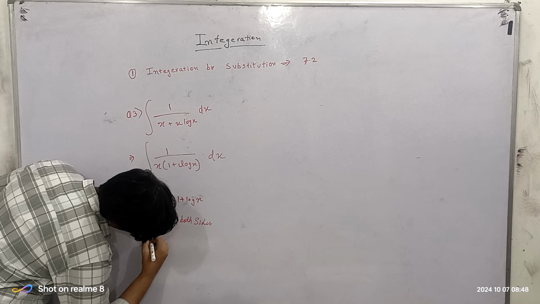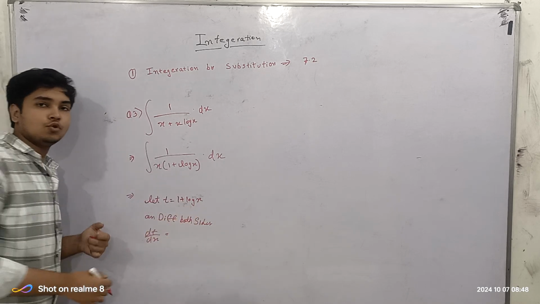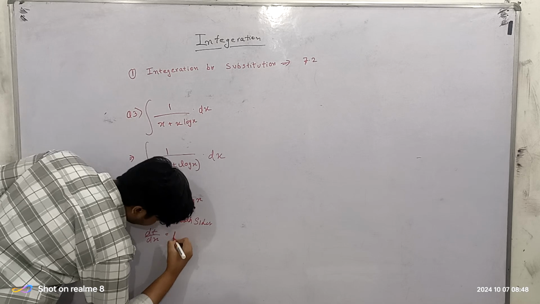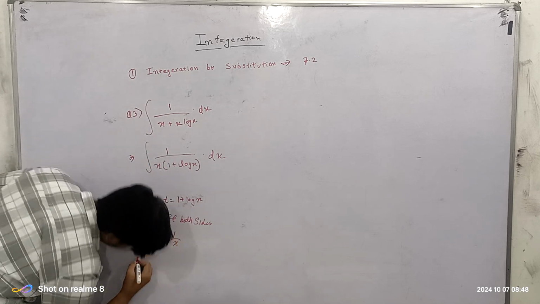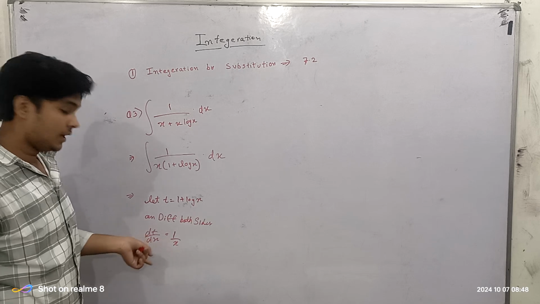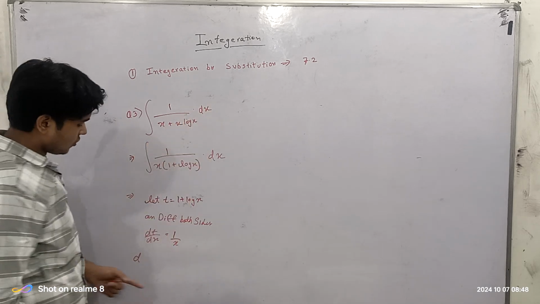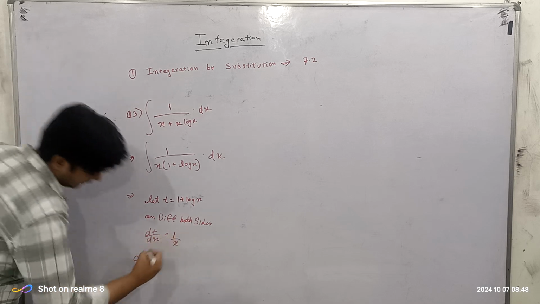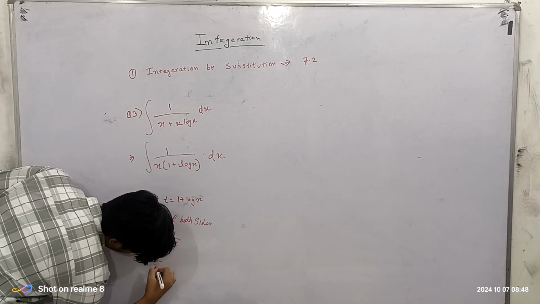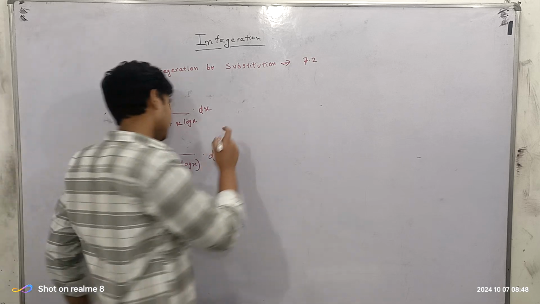dt by dx equals the differentiation of 1, which is nothing since it is a constant, plus the differentiation of log x, which is 1 by x. On differentiating, dx will go there, because in the question dx is always given in multiplication. So you will easily understand that dt will be 1 by x into dx. In the question, what can we see here?